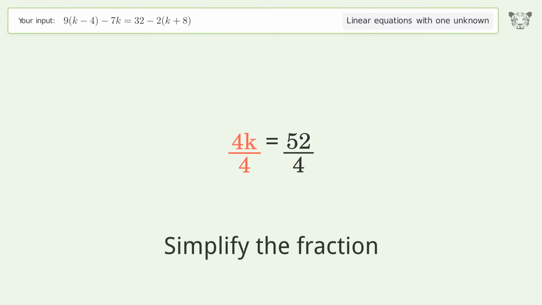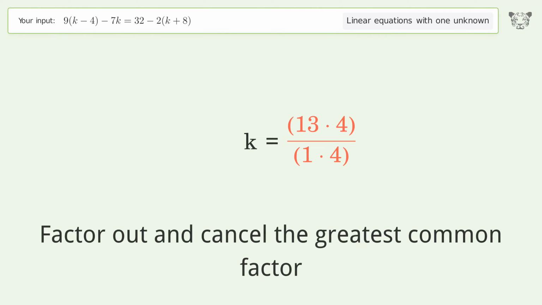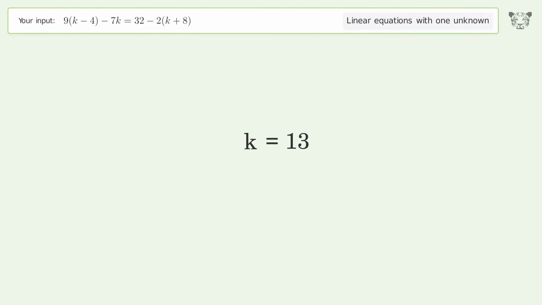Simplify the fraction. Find the greatest common factor of the numerator and denominator. Factor out and cancel the greatest common factor. And so the final result is k equals 13.